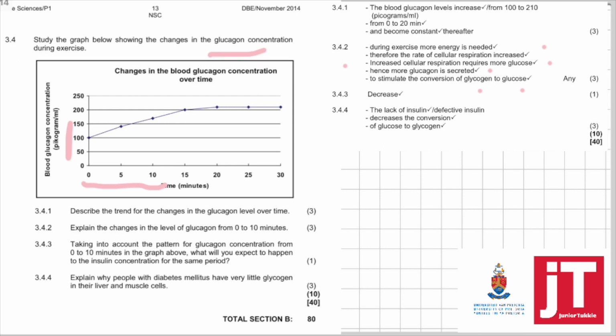Nice question. 3.4.3. Taking into account the pattern of glucagon concentration from 0 to 10 minutes in the graph, what will you expect to happen to the insulin concentration for the same period? Of course, if glucagon is increasing, what will happen to insulin? It will decrease. 3.4.4. Explain why people with diabetes mellitus may have very little glycogen in their liver and their muscle cells. A nice question. The lack of insulin decreases the conversion of glucose into glycogen. So that's why they have very little glycogen. Nice questions.